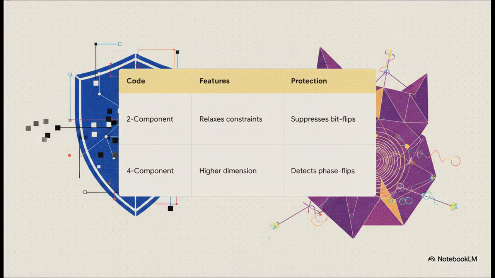And the specific engineering behind it offers varying levels of defense. You basically have different types of cat codes. A two-component cat code acts as a highly efficient shield, suppressing those bit flips. But if you need even more protection, you step up to a 4-component cat code. This uses a higher dimension manifold and actively monitors the parity of the photons, allowing the system to detect and protect against complex phase flips as well.